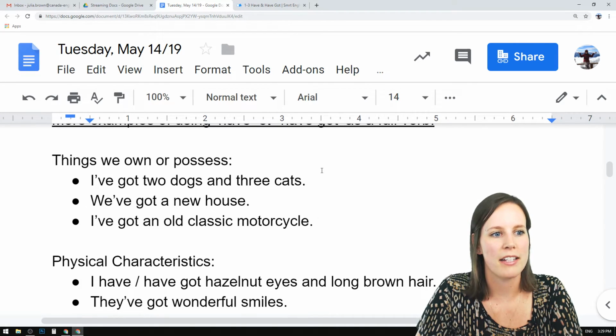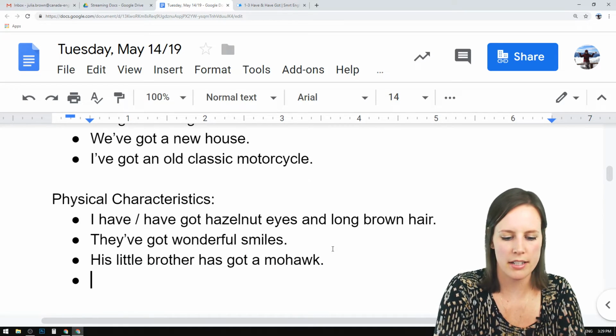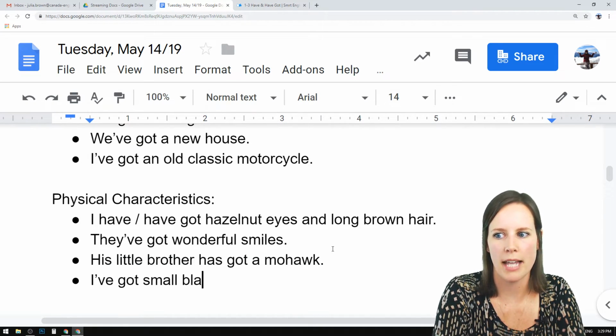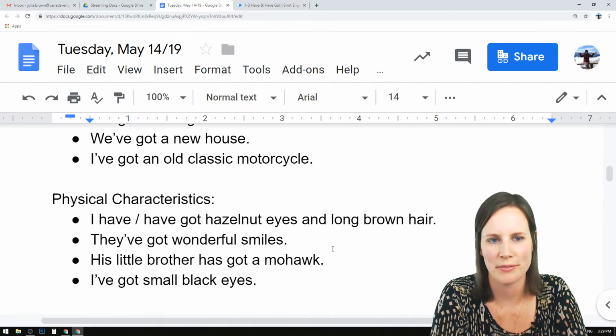I've got, so Nadia, good. We'll go to physical characteristics. I've got small black eyes would be the sentence there, right? No article.